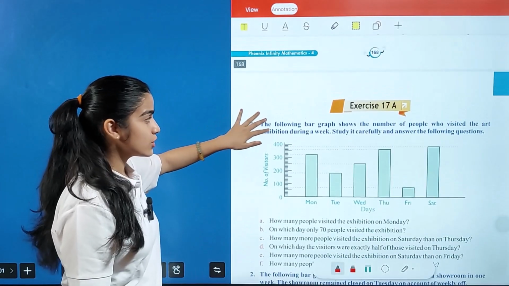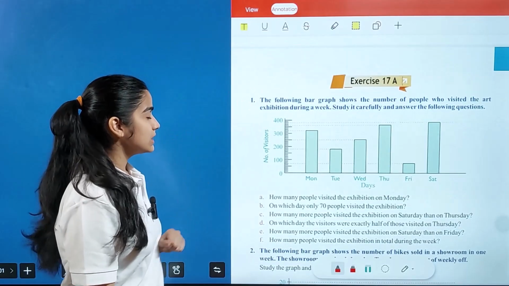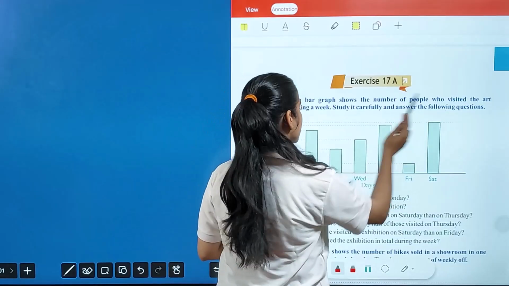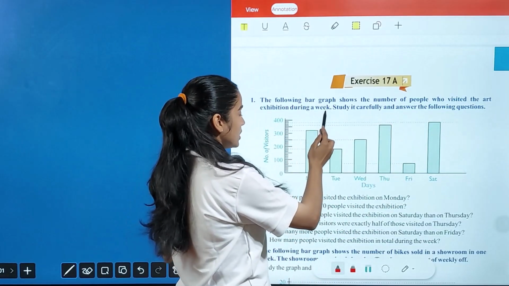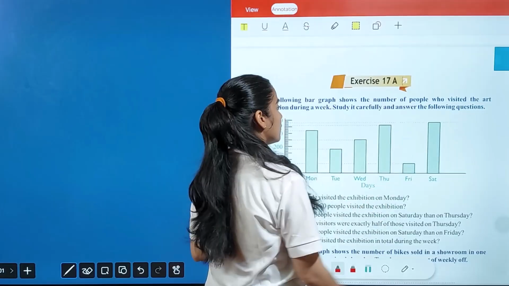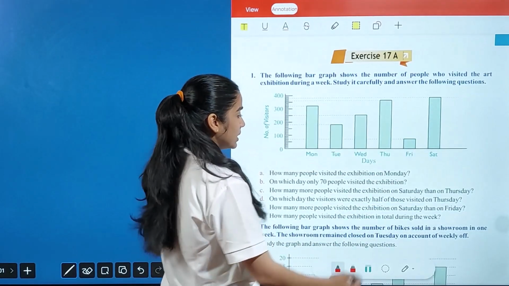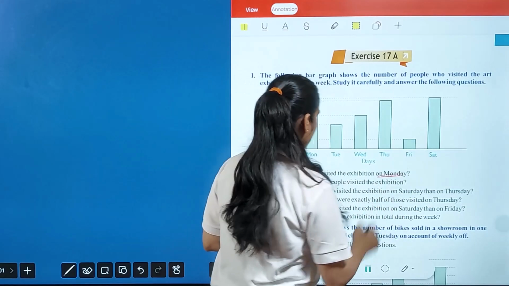Now we move forward to our exercise, which is 17A. The following bar graph shows the number of people who visited the art exhibition during a week. Study it carefully and answer the following questions. So, how many people visited the exhibition on Monday? We have to find out for Monday.